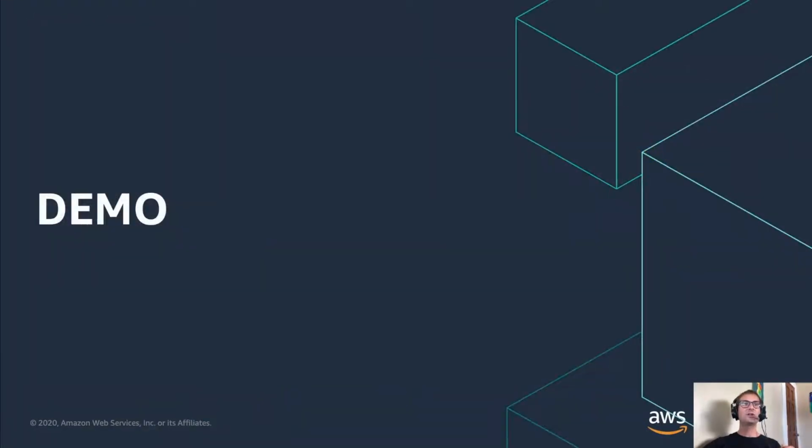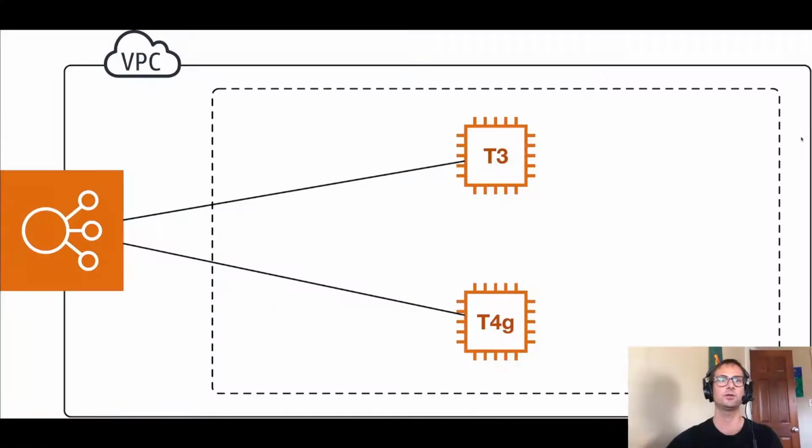Now let's have a look at a quick demo. During this demo, we will deploy the simplest possible web application. It's going to simply take a request and send back the architecture on which it is running to its user. On the left, we have a load balancer, and the load balancer is going to send a request to either an x86 instance or a Graviton-based instance.